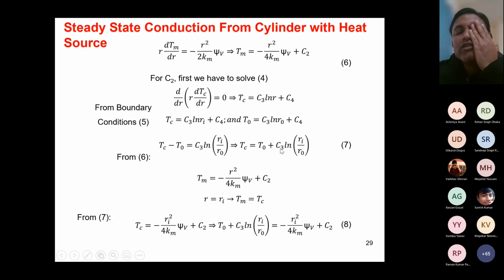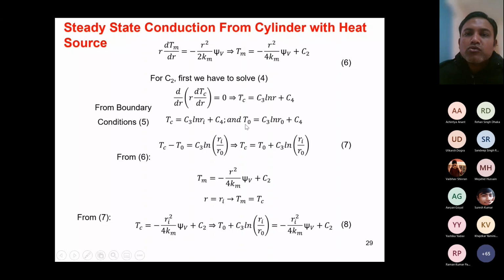Yes, you are absolutely right. This C3 is unknown, C2 is unknown, isn't it? These are the two things which are unknown so far. Okay, so now this Tc, let's apply the second boundary condition in this Tm equation. So what is the second boundary condition? At r equals ri, this Tm becomes Tc, isn't it?